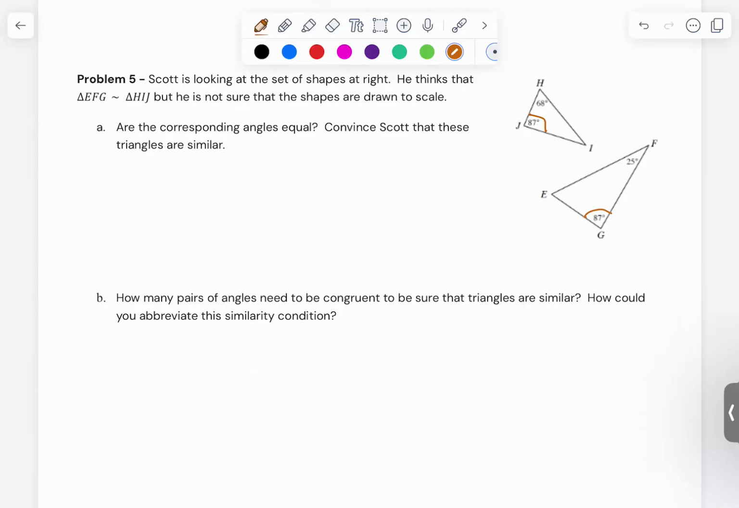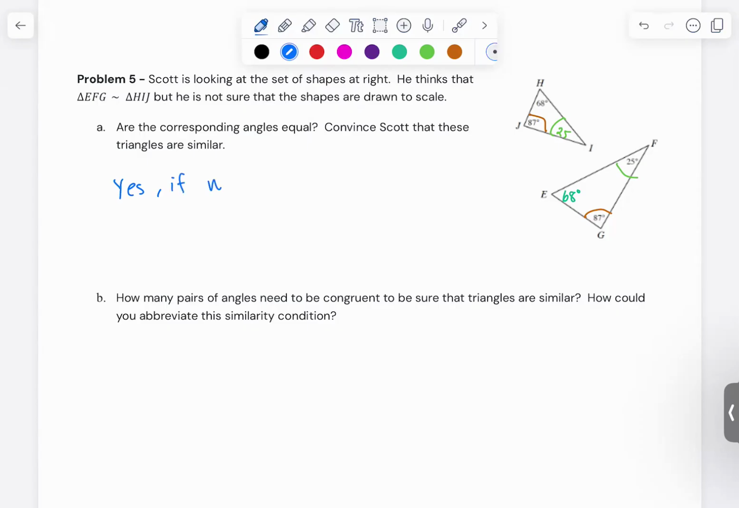Looking at this, if you were to measure your missing angle, you would get 25 here and 68 degrees here. But before that, if I found one of the angles 25, well, these two are the same. So therefore, by default, this has to be 68 degrees, right? So for part A, are the corresponding angles equal? We would say yes.